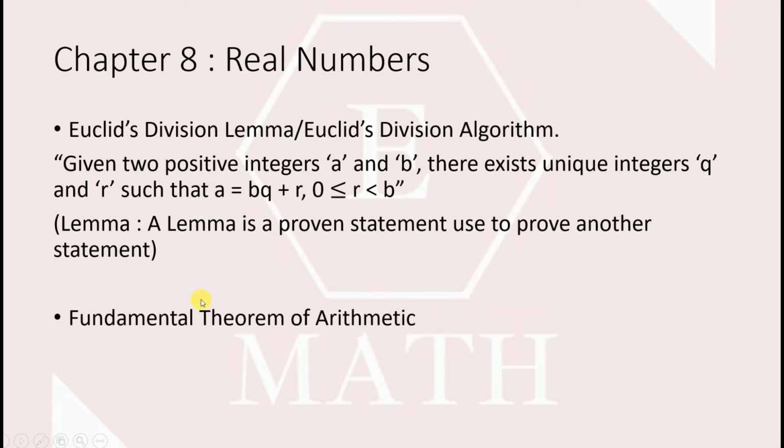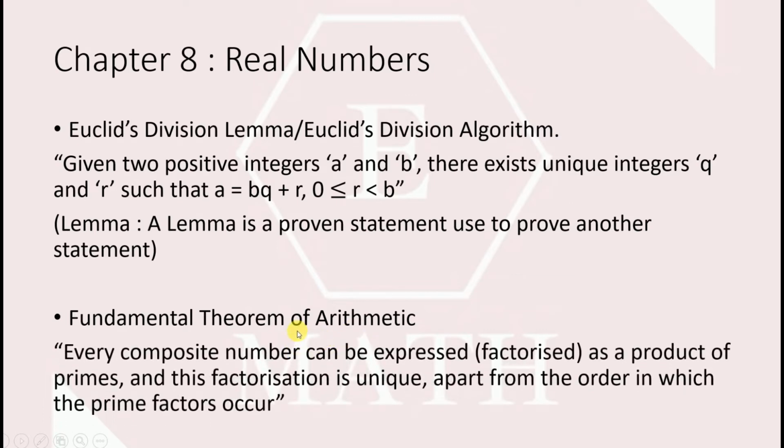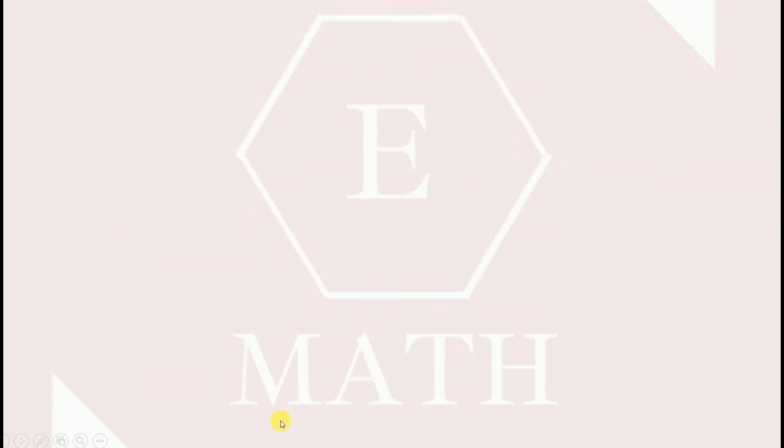Then we also have one more topic in this chapter called the fundamental theorem of arithmetic. Let's see the statement of that theorem. Every positive integer can be expressed or factorized as a product of primes, and this factorization is unique, apart from the order in which the prime factors occur. So every positive integer we can express in the form of a product of prime numbers, and this factorization is always unique, meaning it is a single one, apart from the order in which the prime factors occur. This is the meaning of this statement.